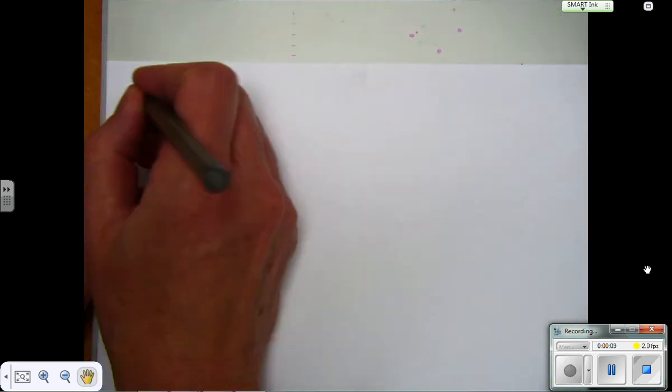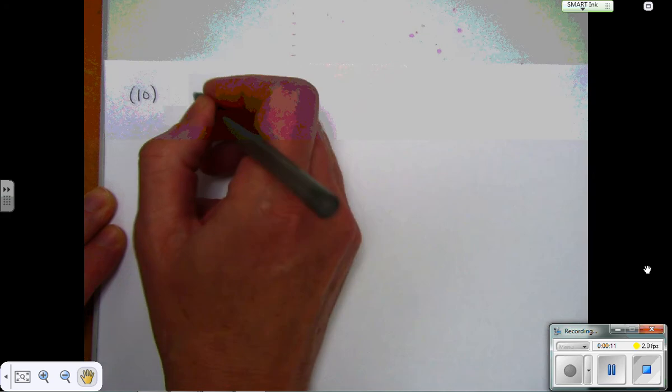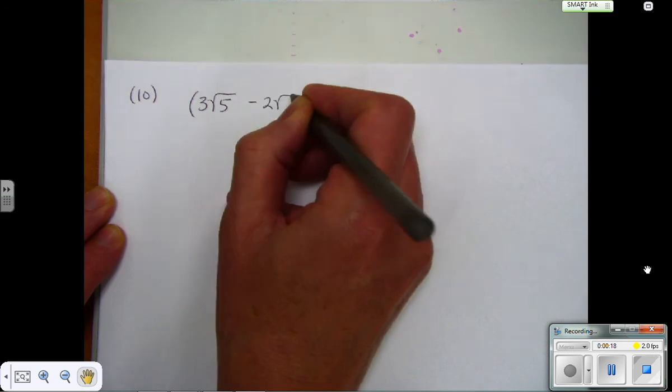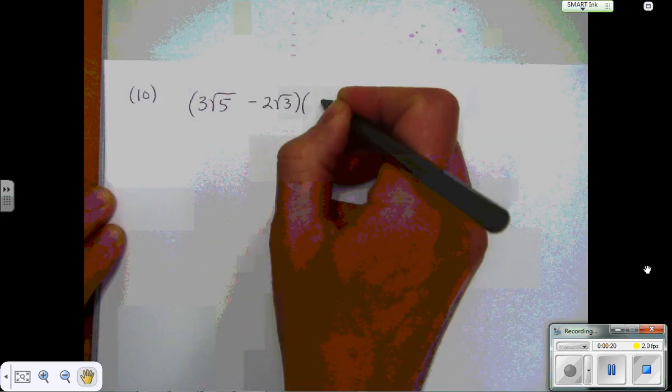All right, so we have just a couple more examples to go. Let's look at number 10. Number 10, we're going to multiply radicals together. 3 radical 5 minus 2 radical 3 times 2 plus radical 3.